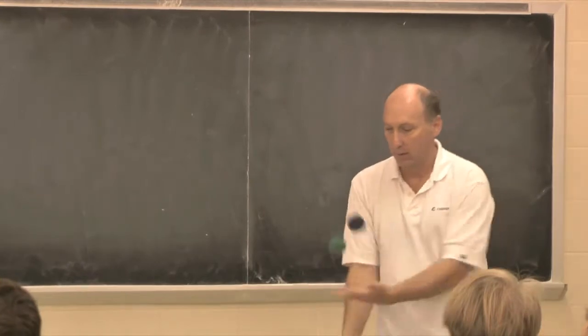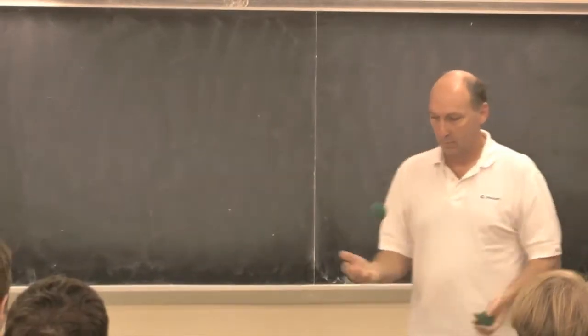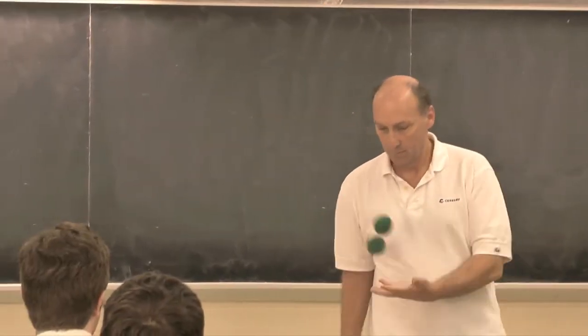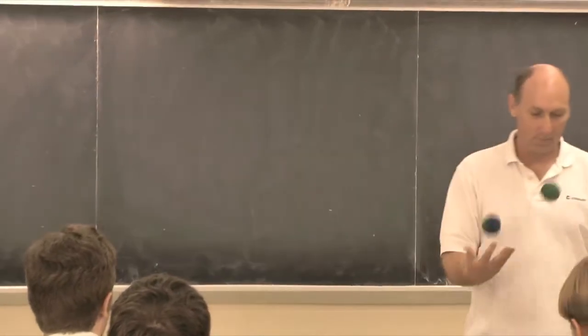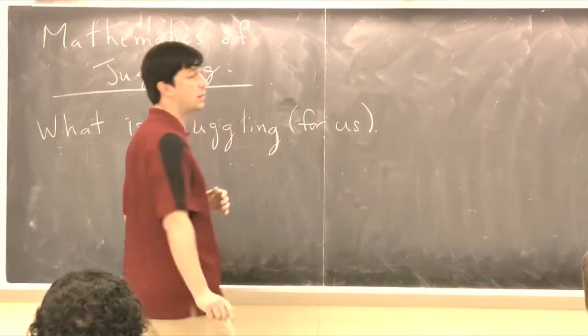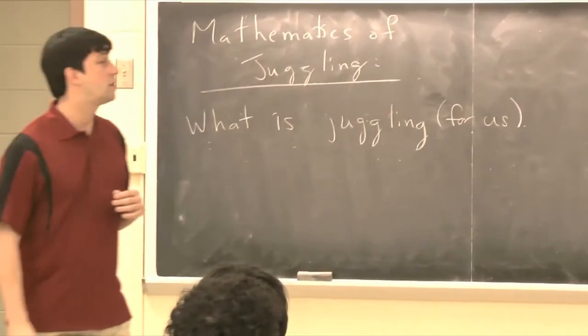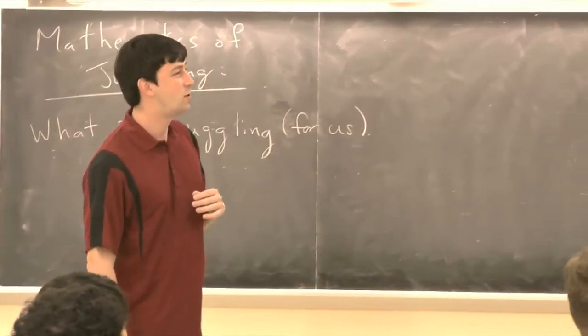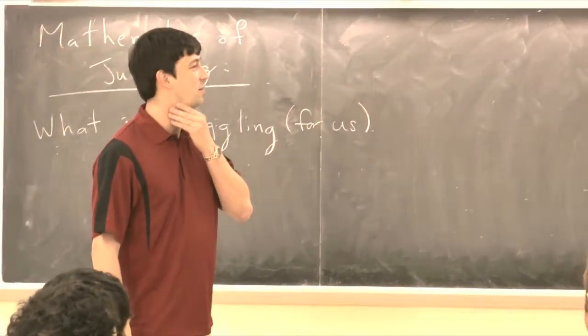For us, juggling is not going to be everything that you're seeing here. It's going to be just some subset, okay? The simplest possible subset of what is juggling. And so maybe I should say, what is juggling for us? These are some three ball patterns. That's the standard three ball pattern. There are different tricks. You can talk about the tricks you're doing as you do it.